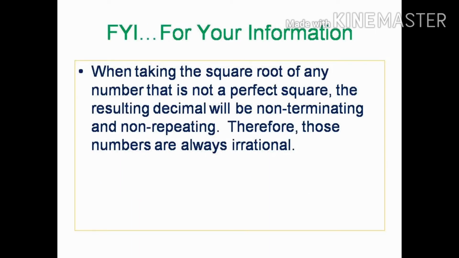For your information, when taking the square root of a perfect square, it gives you a terminating decimal. Okay, so it is a rational number. If you take a non-perfect square, it gives you non-terminating and non-repeating values. As I explained already, root 1 is equal to 1, root 2 equals 1.41 something, root 3 is 1.732, and root 4 is equal to 2.